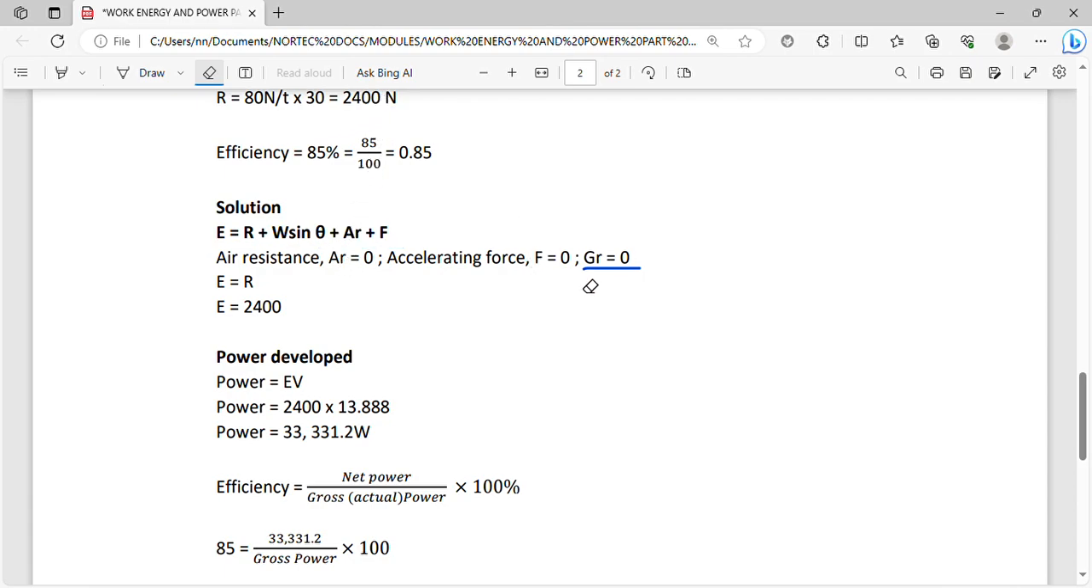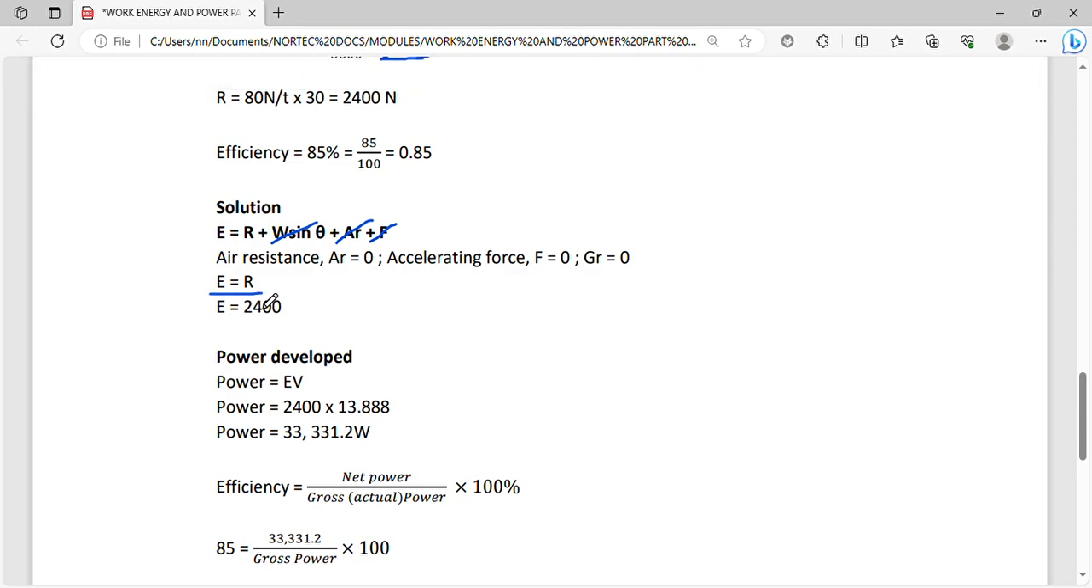Now, with this information applied there, you will notice all these cancelled, starting with this, gradient is out, air resistance is out, and this one is out. And hence, the tractive effort is equal to the resistance. So what do we do next? We just substitute. This effort is equal to this. So there we are. The tractive effort required is just going to be 2,400 newtons. Of course, that's in newtons.